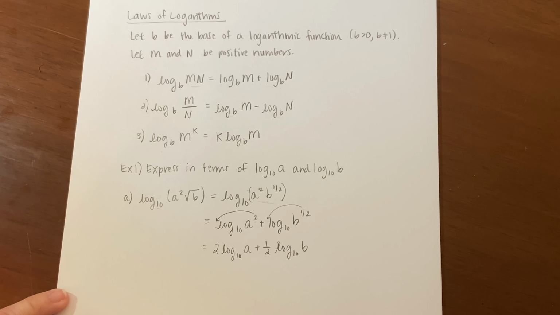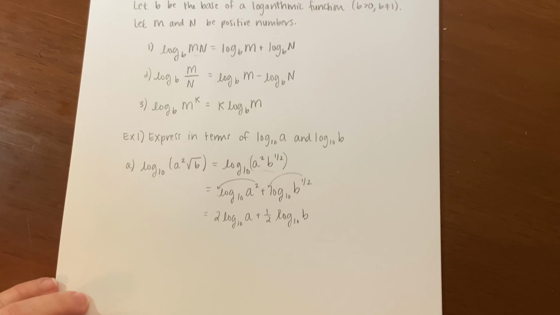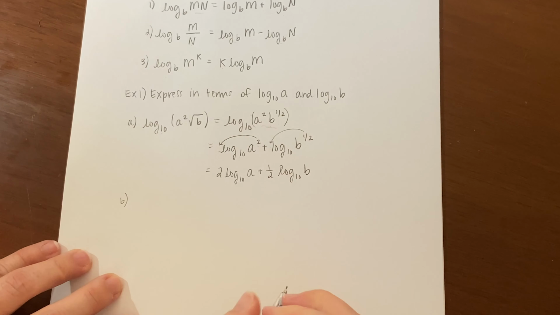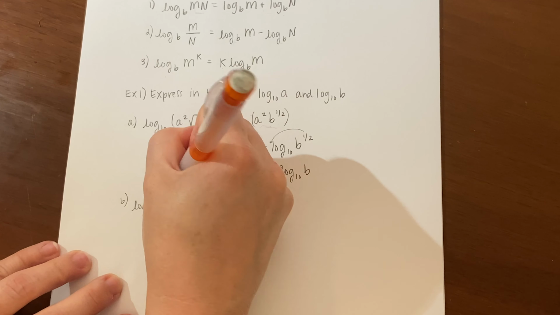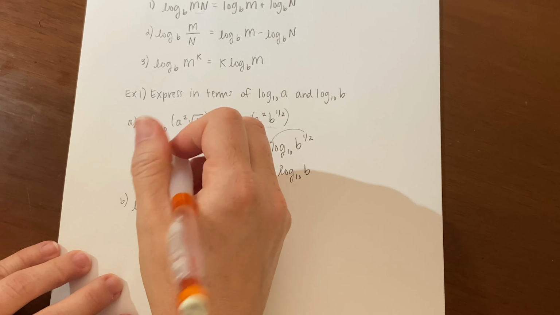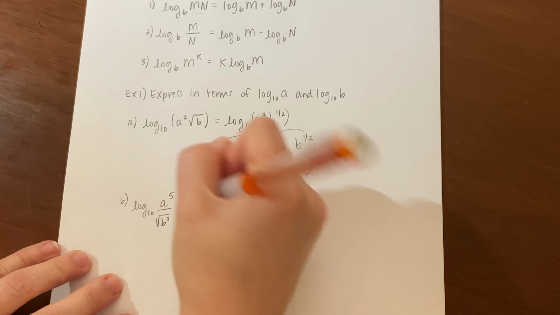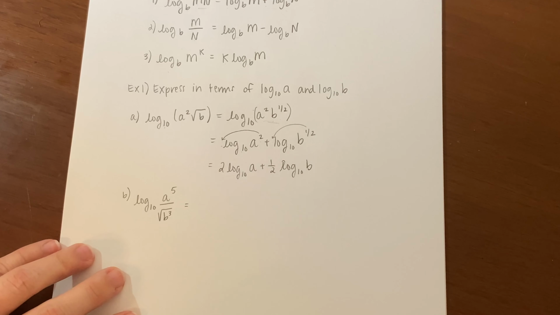All right, so the way we expand out log base 10 of a squared square root of b is 2 log base 10 of a plus 1/2 log base 10 of b. Let's try another one. If we have log base 10 of a to the 5th over the square root of b cubed. All right, so a couple things going on here. We have some division, we have a radical sign, and we have some exponents. We need to take this piece by piece.